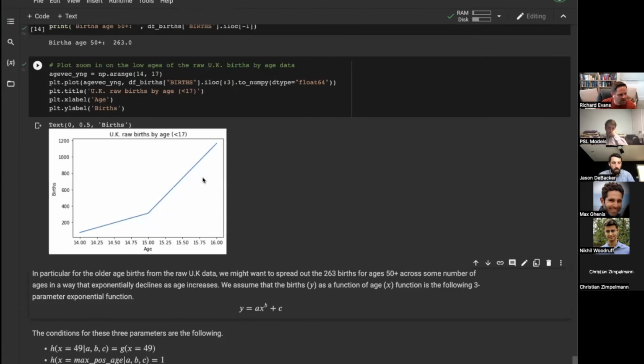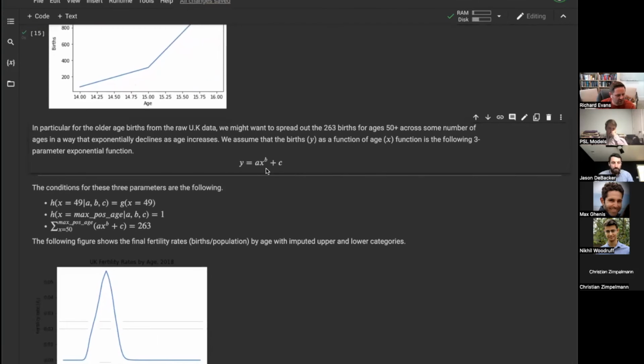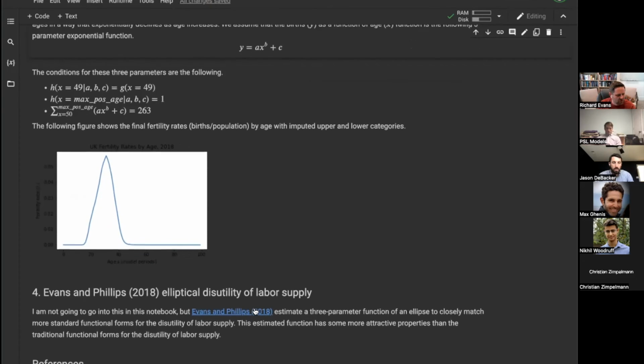At the low end, yeah, I think that's 72 births at the low end for ages 10 to 14. So this function is going to spread those out evenly using ax plus b, ax raised to the b power plus c, and just gives us some smooth functional forms.